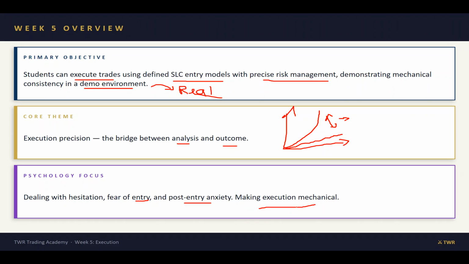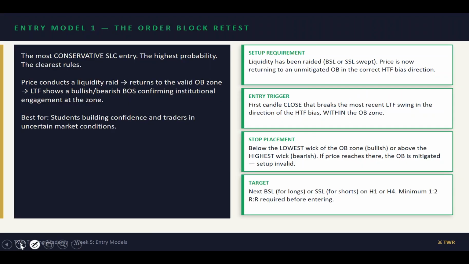Now, let's roll. This is just an introduction. We have different types of entry models. We have entry model 1, which is the order block retest entry model. The order block retest entry model.